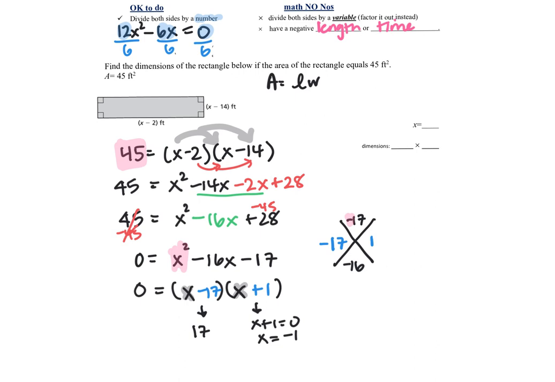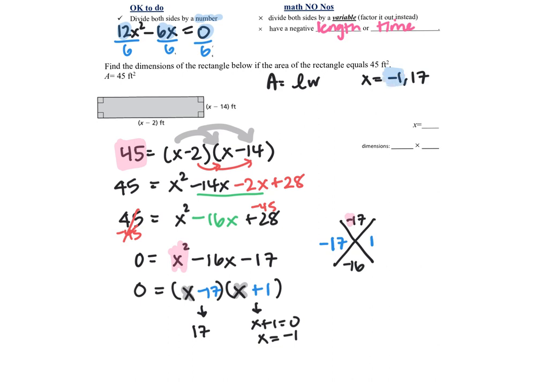So the solution to the math is x equals negative 1 and x equals 17. But what is the actual solution to the problem? Can x equal negative 1? And the answer is no.